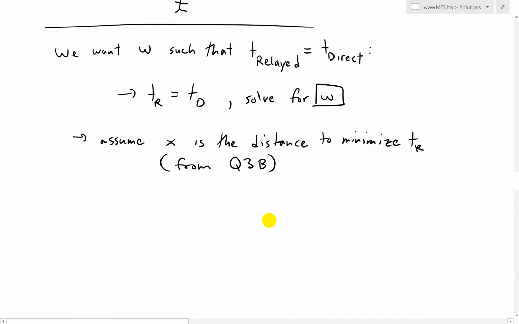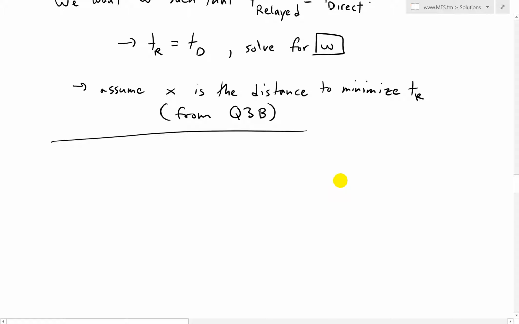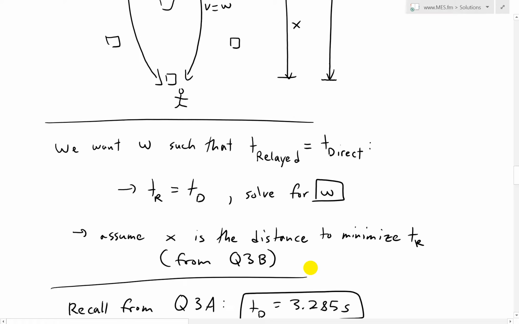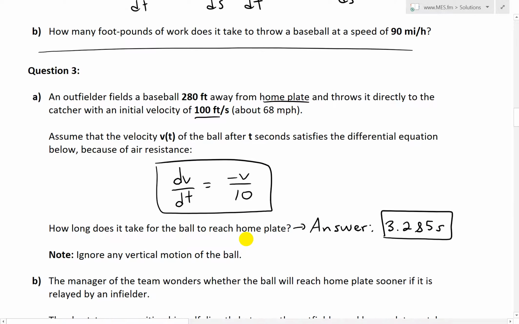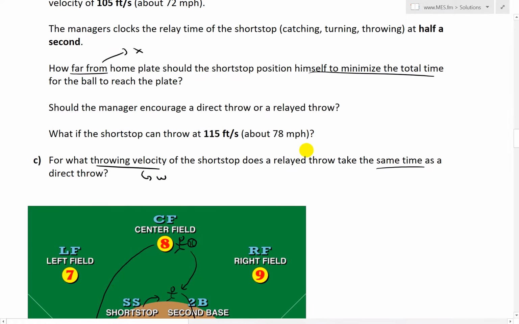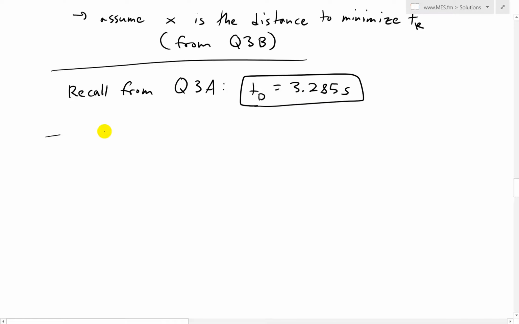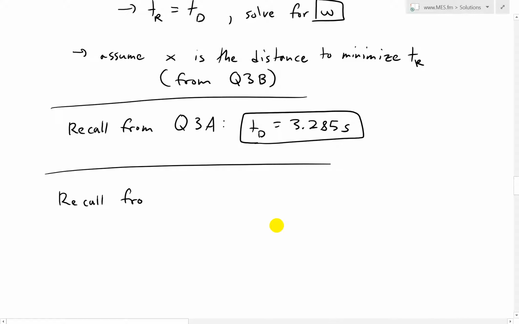So what we need to do is find TR and then set it equal to TD, or the direct time. Recall from question 3 part A, what I showed was that TD, the direct throw, was just 3.285 seconds. So we've already solved this in question 3A. That's the answer for the direct throw, 3.285.